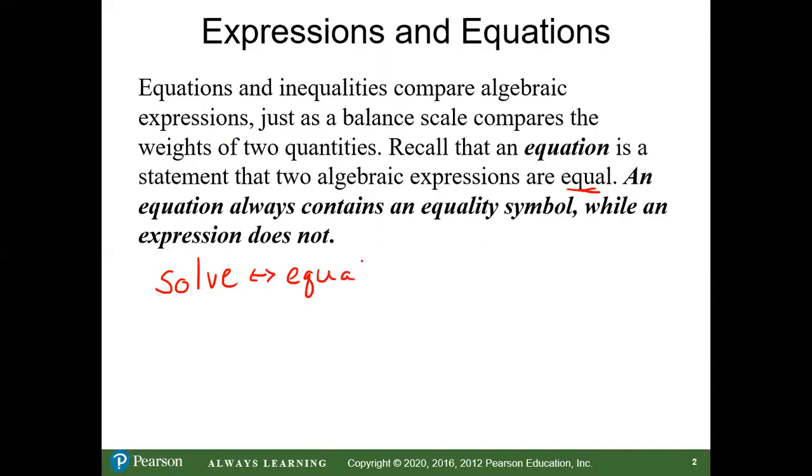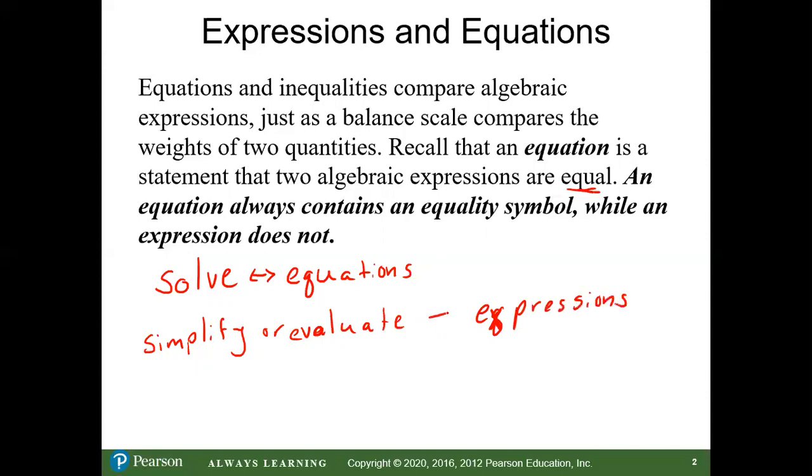So you solve equations where you generally simplify or evaluate expressions. Okay, so you simplify or evaluate expressions where you solve equations. All right, so those are the main ideas that you want to take away from this slide.